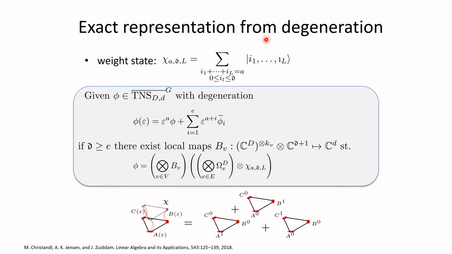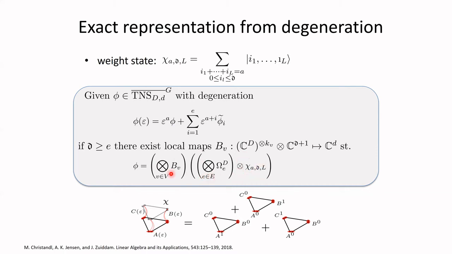So what we can show is that if you have a state in the closure of the set of tensor network states with a fixed bond dimension, and it is given in terms of a degeneration, which has an approximation degree A and an error degree E, then if we supplement our network of maximally entangled states by a weight state, which has the parameter A, so the weight, which corresponds to the approximation degree, and a local dimension, which is at least as large as the error degree of the degeneration, then we can write this state as the application of local linear maps B_V to this network of maximally entangled states, tensor this additional resource state, this weight state.